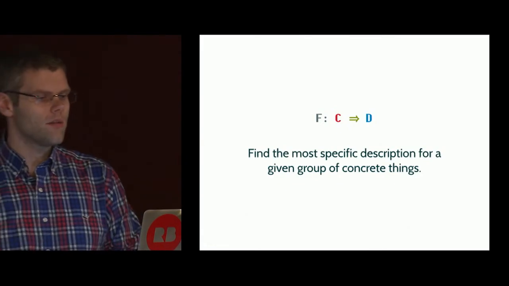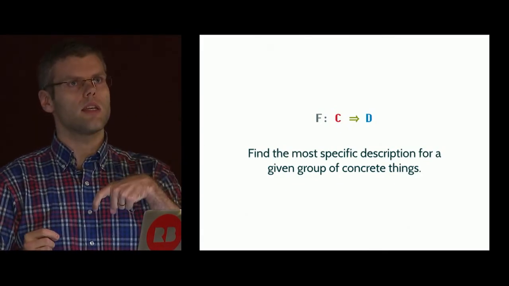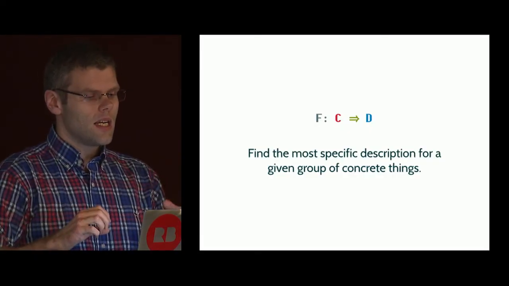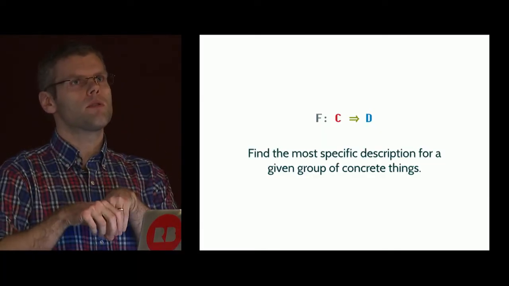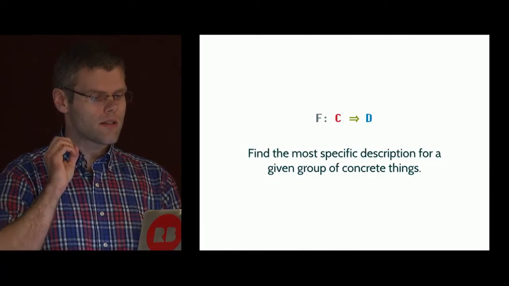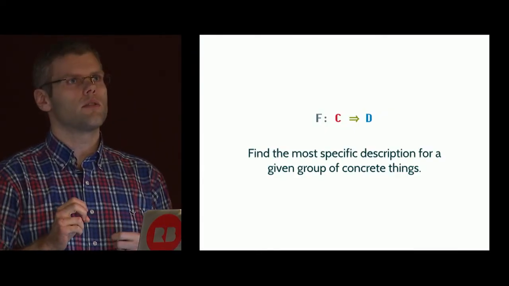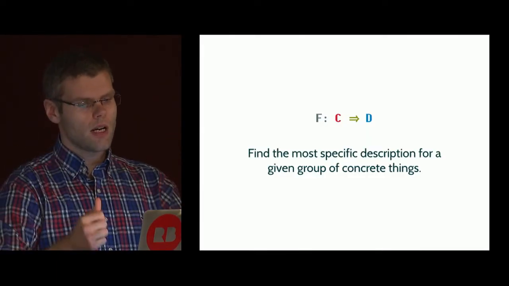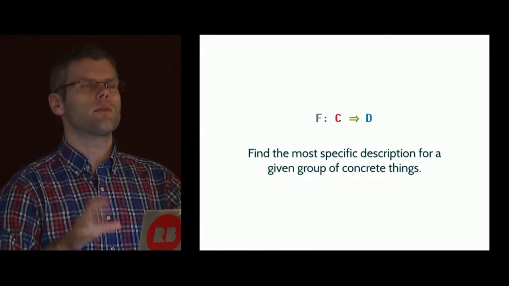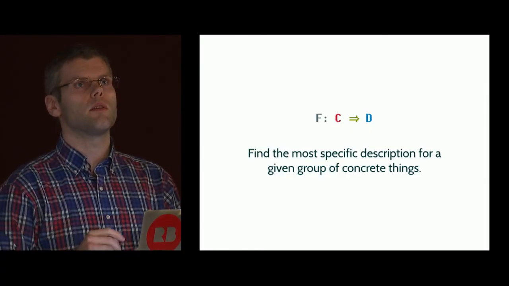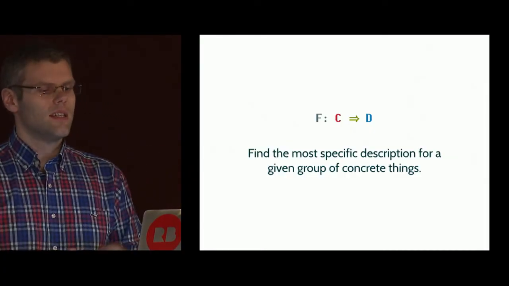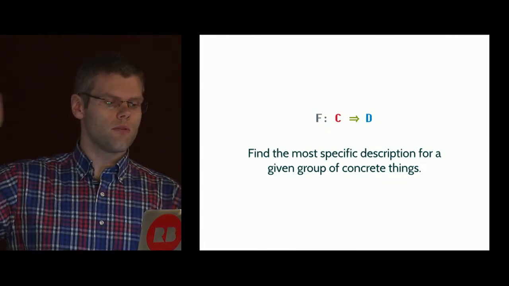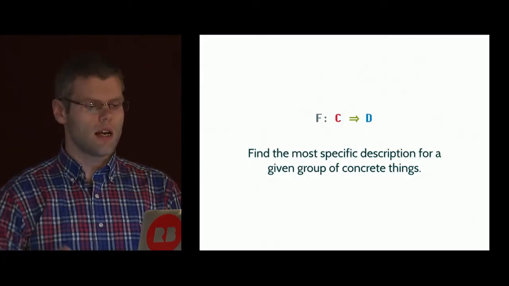So now we have a functor F from C to D, which is a mapping that takes a concrete group of things in this room and then finds the most specific description in our arsenal that fits that group of concrete things, right? So for example, if we have those 2 seats over there, we might want to map that to a most specific description, which might be seat, or we might have something like red seat, right? It depends on what our descriptions contain. But the important thing is that F will find the most specific description that we have available for that group of concrete things.